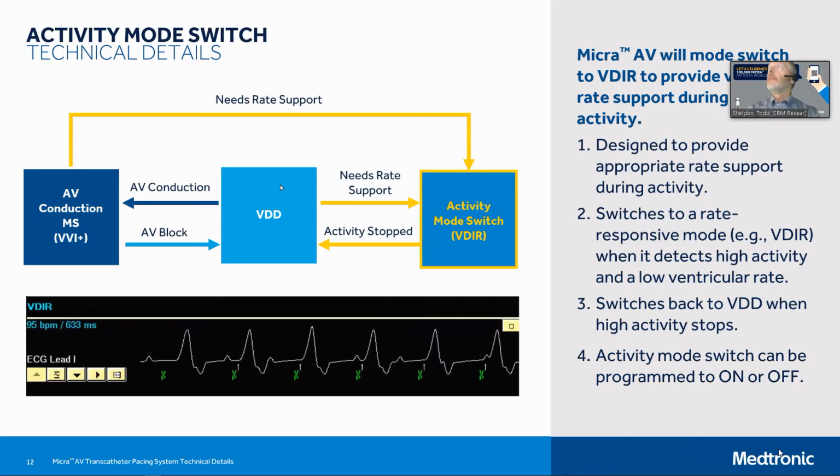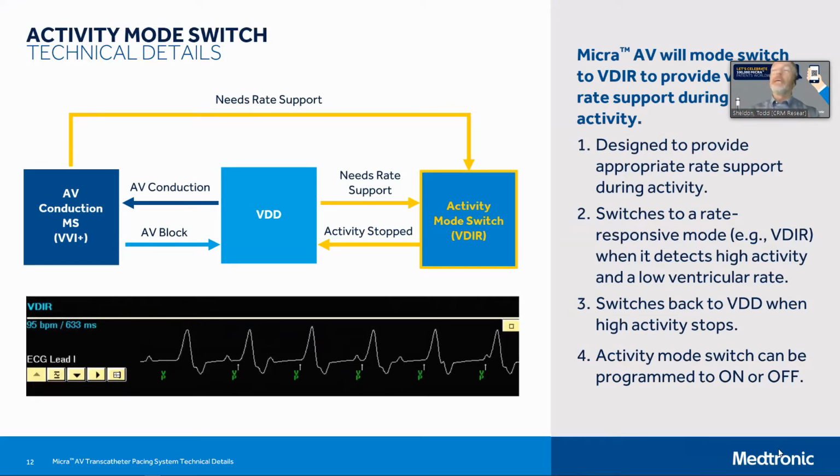We also have an activity mode switch feature, which basically is the rate response running all the time in the device. Even when we're in VDD, the rate response is running in the background. And if the rate response says the sensor rate should be 95 or 100, and we're only at 75, it'll switch to rate responsive mode. So it basically detects a 20 beat per minute difference between what the sensor rate thinks it should be and what the VDD tracking will be.